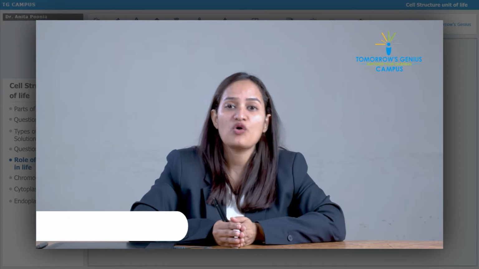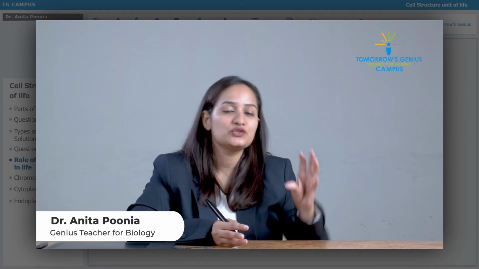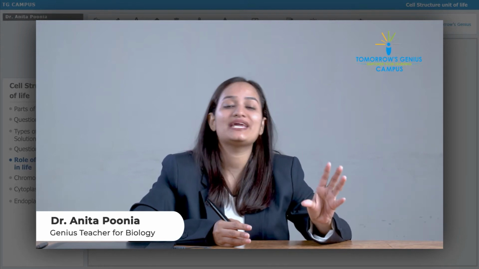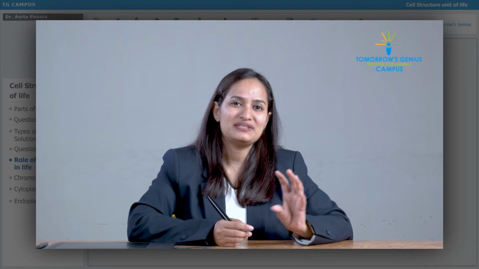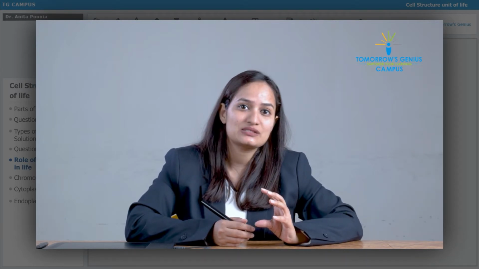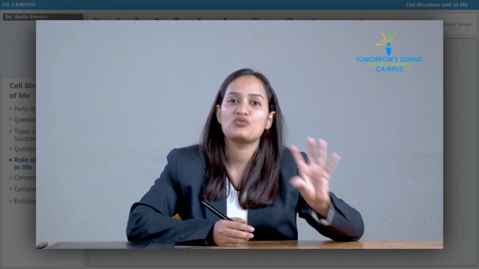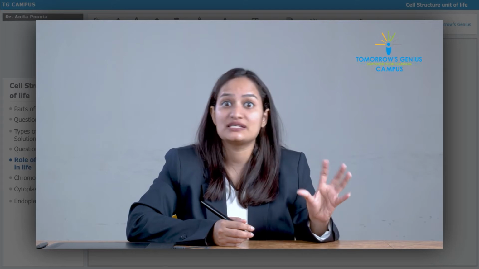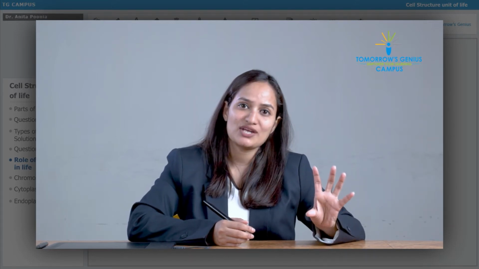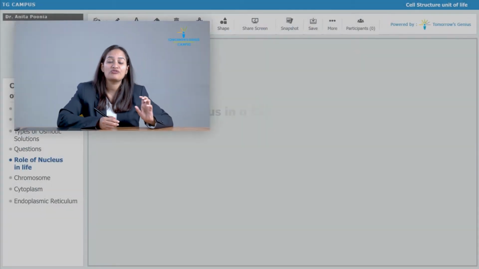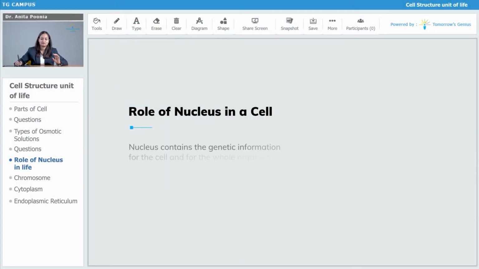The role of a nucleus in a cell. We've seen where the nucleus is found, where it is located in the cell. We know that it is important. But then we have to discuss what actually is the role, or is it just a single role, or how many roles, or what are the functions, right? So let us try to learn this under this topic, role of nucleus in a cell.